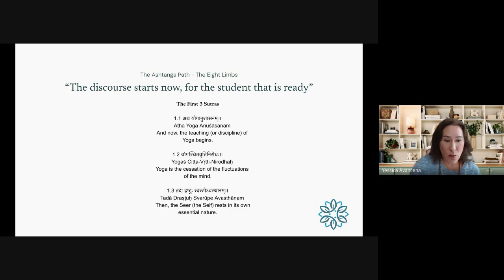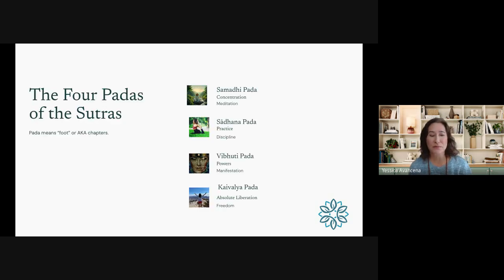So let's continue on. That is basically now your first introduction into the actual sutras. Now, I mentioned padas, and pada is the Sanskrit word for foot. In this case, we are calling those the chapters in American English. So the entirety of the 195, 196 sutras are comprised into 4 different chapters.